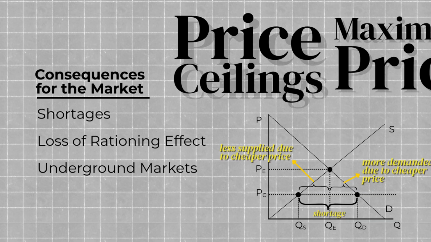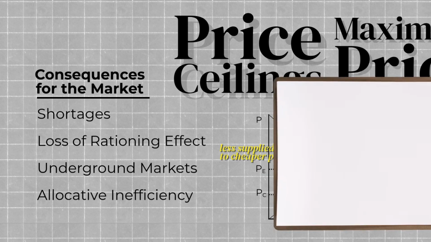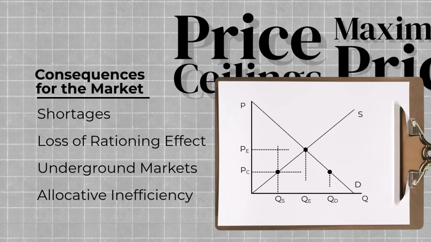Another negative consequence is allocative inefficiency. The price ceiling creates a decrease in quantity supplied and an underallocation of resources of what society wants. This means that's welfare loss, and society is worse off as a result. We can see this on the diagram.